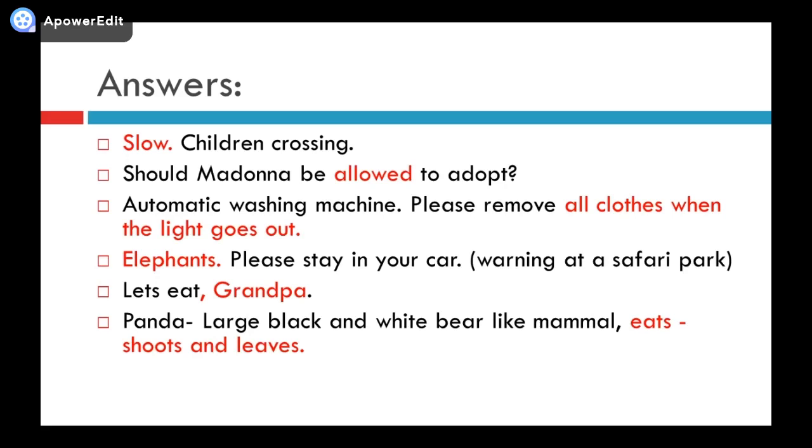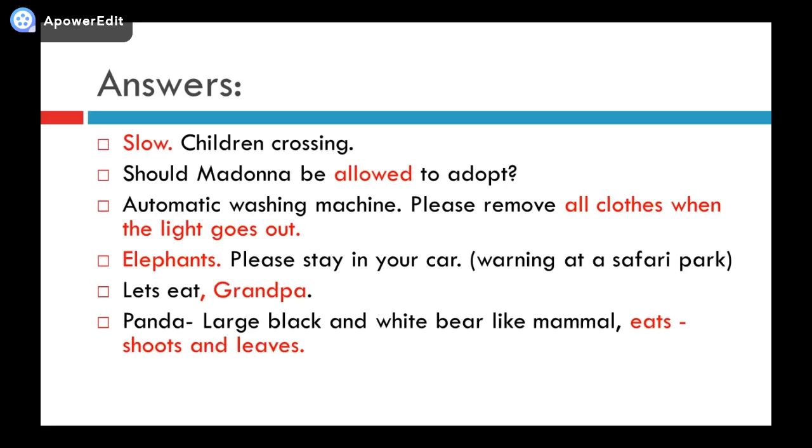Okay. The last one is the funniest one, and it shows how important grammar is. Okay. Panda is a large black and white bear-like mammal. Eats, shoots and leaves. Shoots means what? It is the tender part of the branch of a tree. And leaves means leaves. So eats, shoots and leaves. If that comma was not there, what would it mean? That it eats, it fires a gun and it leaves. That is what it would have otherwise meant. But since that comma is there, you know that it eats what? Shoots and leaves. Understanding how important grammar is?